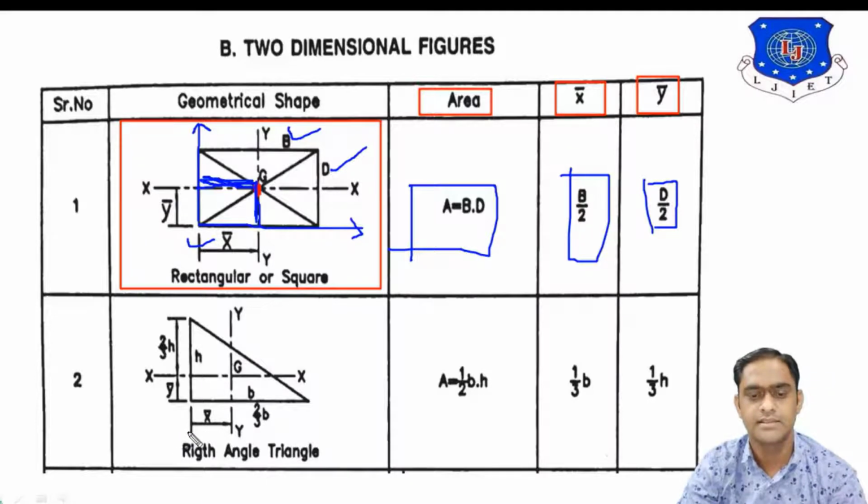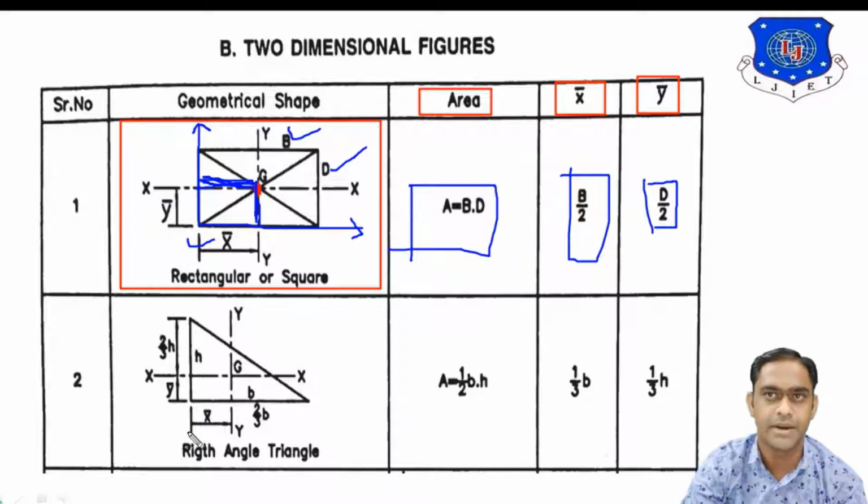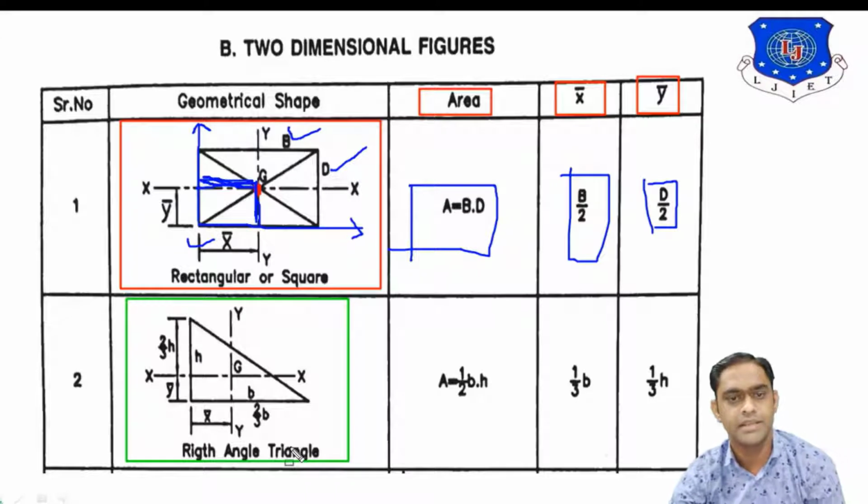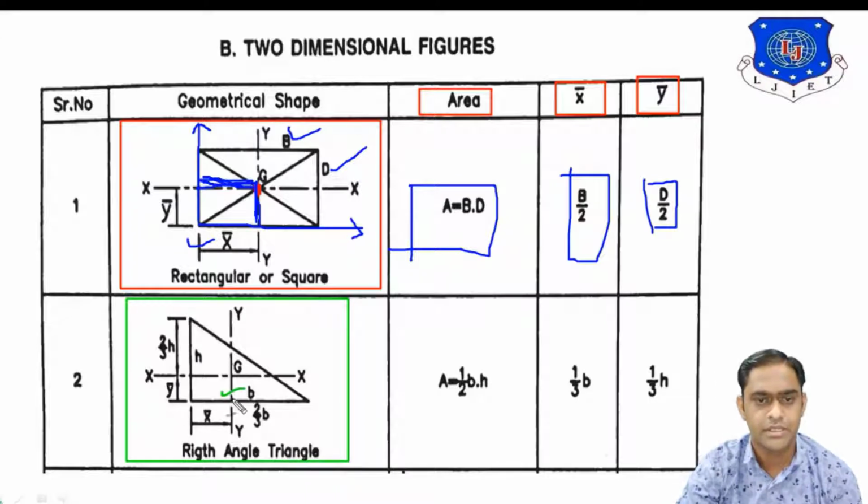Let us see second shape, which is a triangular element. You can see in the figure. Okay, so this is the triangular element, right angle triangle. Concentrate on this. Where is the base? So this is the base B of the triangle, and this is the height h of the triangle.